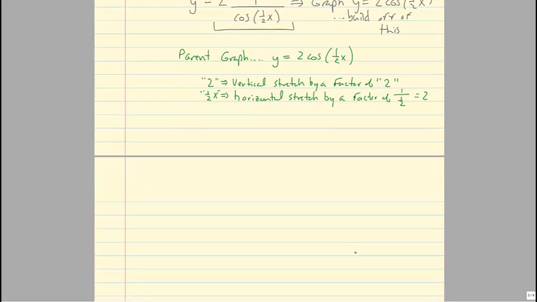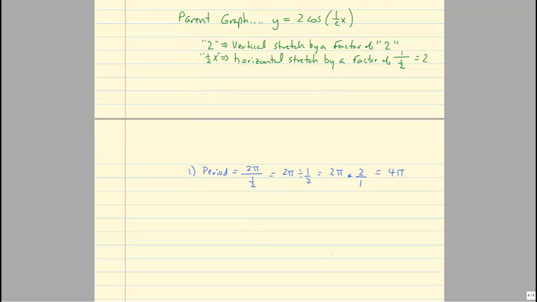And now we go through and we use the steps from our other four-step method. So our first step for this parent graph again is we would find the period. Now remember, the period is the old period, which is 2 pi divided by this coefficient in front, which is 1/2. So this would be 2 pi divided by 1/2, which is the same as 2 pi times 2 over 1. When you divide by a fraction, you multiply by the reciprocal. So this is 4 pi.